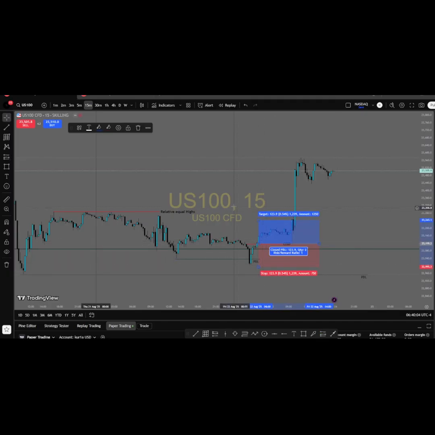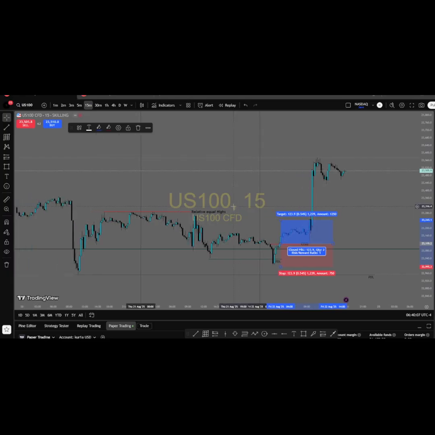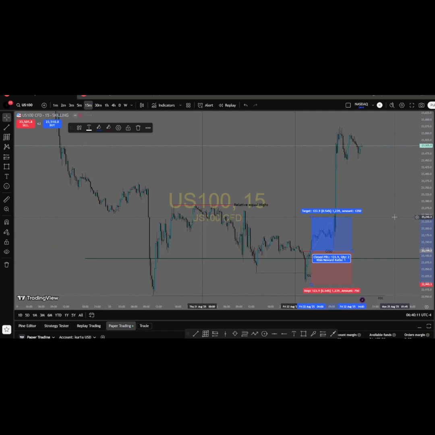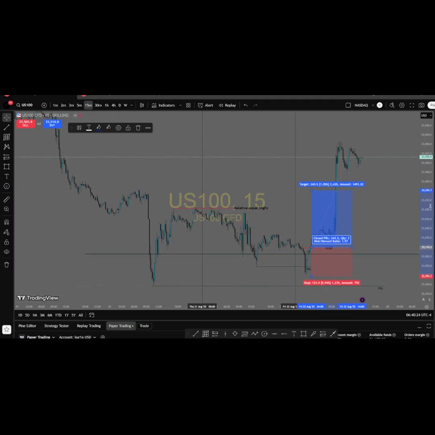My stop was to be on the current daily low. My targets were to be spread all over. To start with, I want to take some off at these relative equal highs, and then I can take some off here, and so forth and so forth.